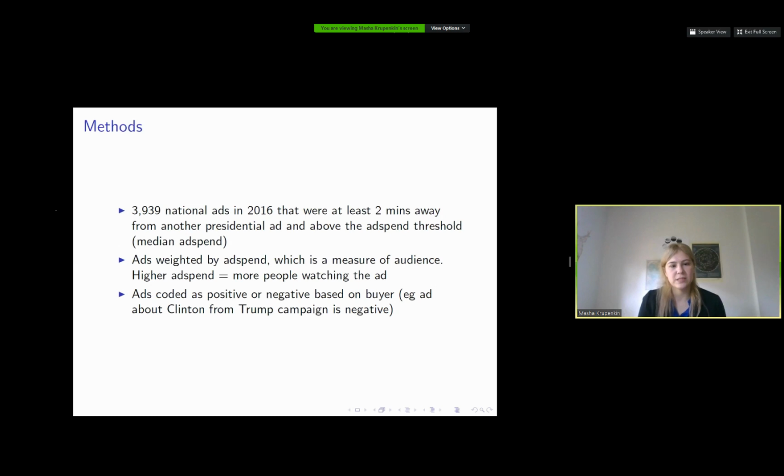And I coded the ads as positive or negative based on the buyer and the target. So if there's an ad about Clinton from the Trump campaign, that's a negative ad. Unfortunately, I did not have the scripts for any of these ads, so I really had to rely on the buyer and the target in order to use this data.